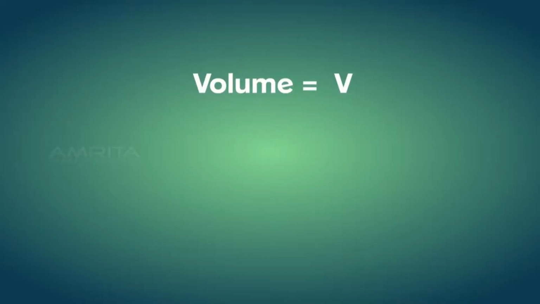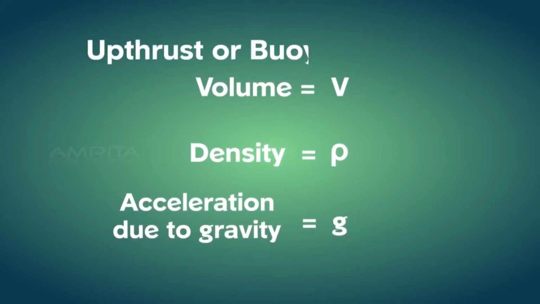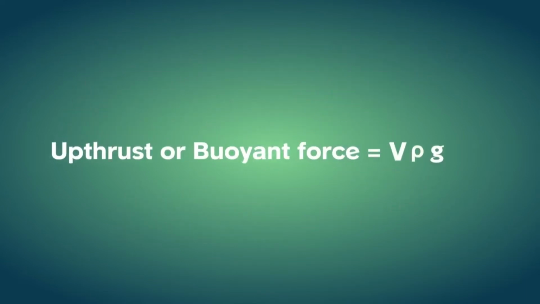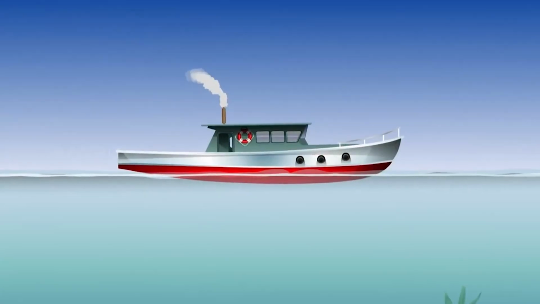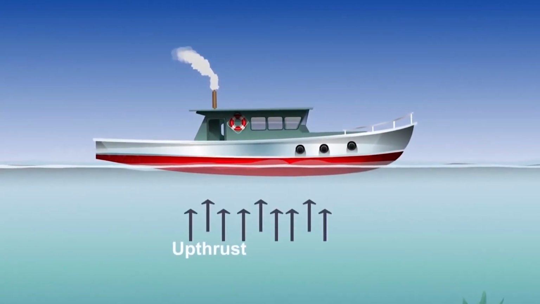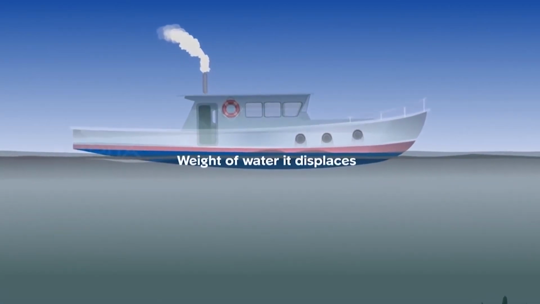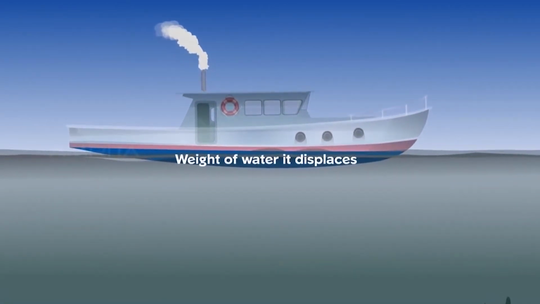From these examples, we can conclude that the magnitude of the buoyant force depends on the volume V of the immersed body, the density ρ of the fluid, and the acceleration due to gravity. Thus, upthrust or buoyant force is equal to ρVg. An object generally experiences a loss of weight in water due to buoyant force, and this force is equal to the weight of water displaced by the object.